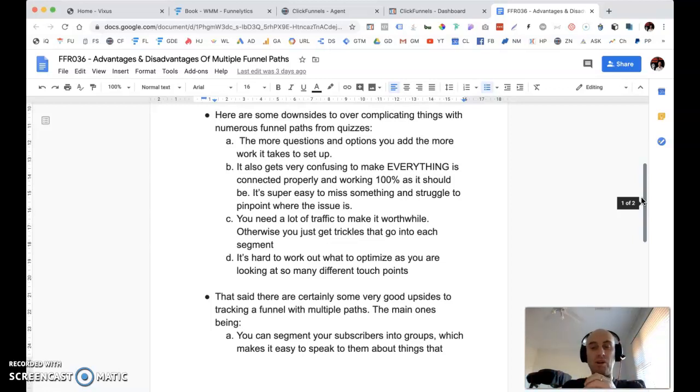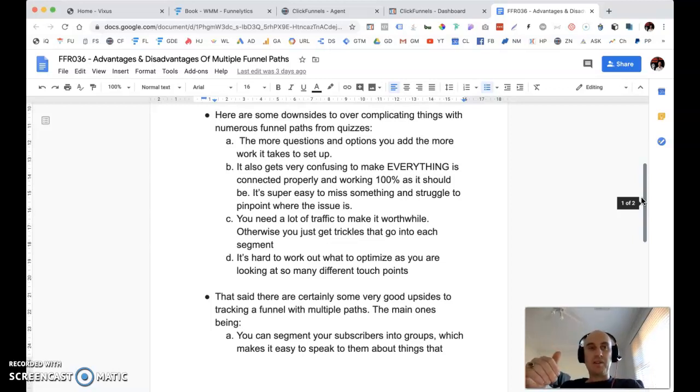It just turns into a nightmare, because not only do you set up the actual different scenarios where people end up, but then you've also got to set up the follow-up sequences as well. And the follow-up sequences, if this is done properly, should match exactly what they've answered in the survey.